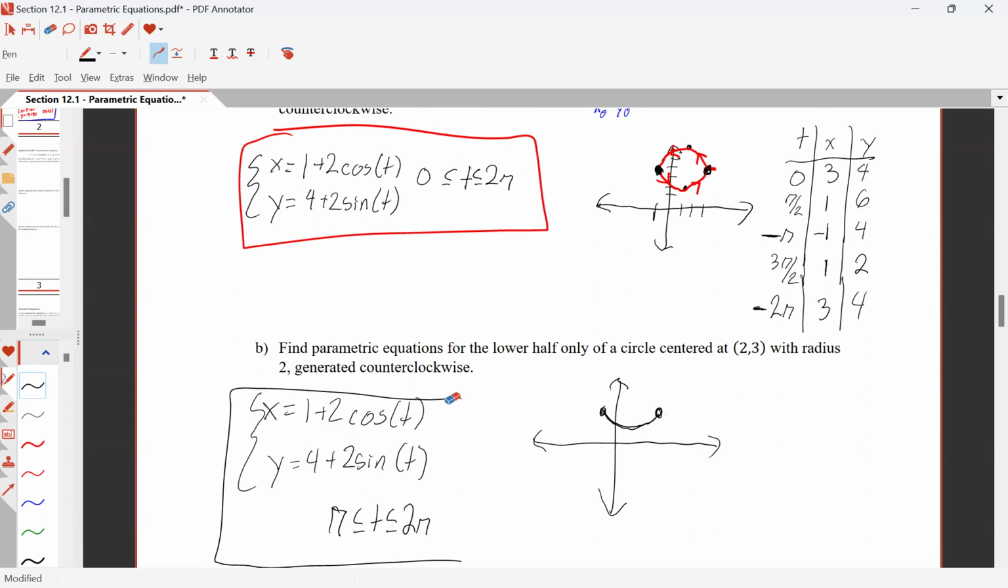And we have our equation, our parametric equations for the lower half of the circle.